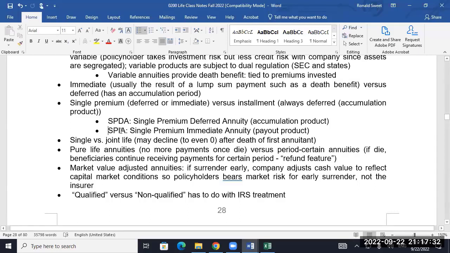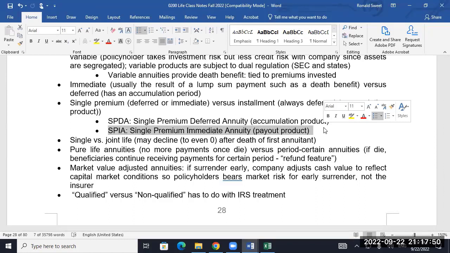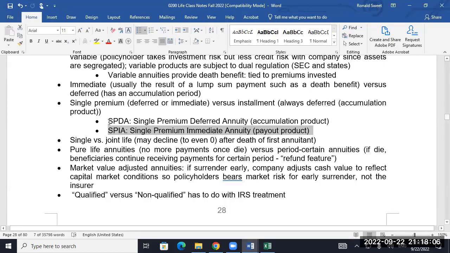A SPIA, single premium immediate annuity: you walk in, you give them $100,000, and next month they start giving you $500 a month. The most likely scenario is a husband and wife, and one of them passes away. They have life insurance. The surviving spouse takes that life insurance and buys a SPIA. Maybe the spouse that passed away had a pension plan, and when they passed away, that pension plan went away, but they had life insurance. You then take that life insurance and try to replicate that pension plan. So, SPDA and SPIA.